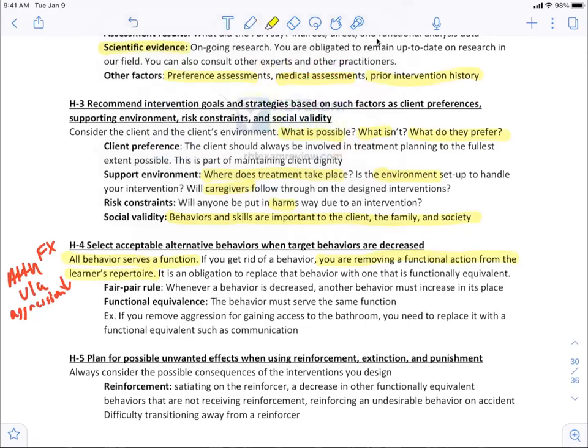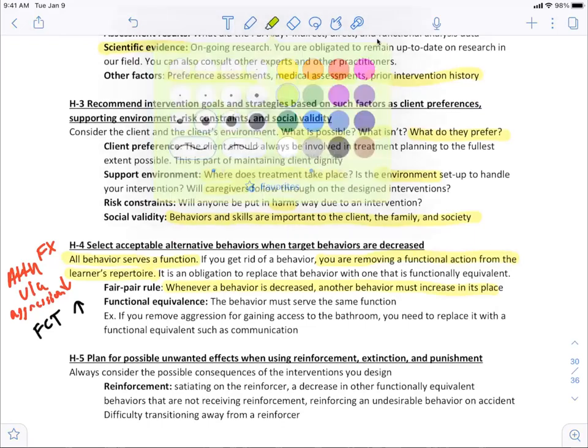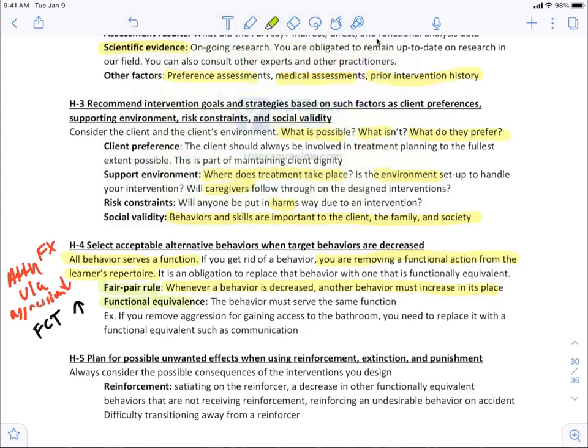This is our fair pair rule. Whenever a behavior is decreased, another behavior must increase in its place. We need a functional equivalent behavior. So instead of aggression, we might increase what? Functional communication training. Both serve the same function. We've still given our client the ability to obtain attention, just in a more appropriate way. H4, I think, is super important. I'm really glad they gave it its own section. All right. Remember, fair pair, functional equivalence.